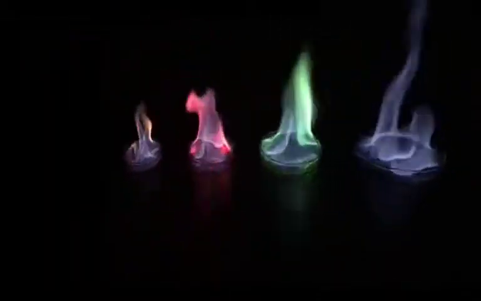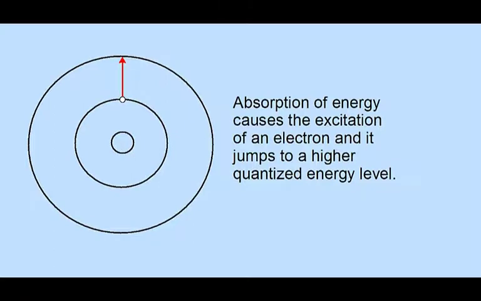When you watch fireworks on the 4th of July, the different colours you're getting are because of the different kinds of metal ions being burned up. So the burning of the metal ion causes the excitation of an electron into a higher energy level, a higher shell in the atom. We call this a quantized energy leap.